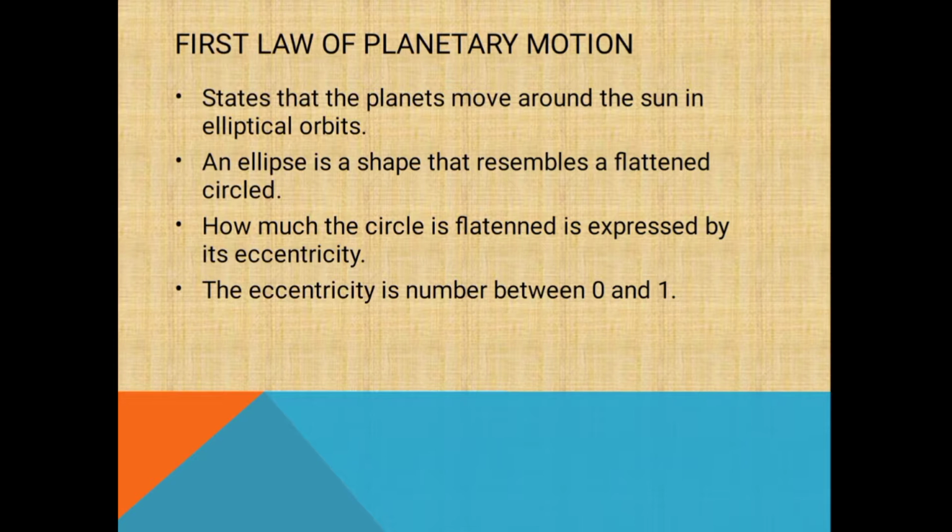So, the first law of planetary motion states that the planets move around the Sun in elliptical orbits. An ellipse is a shape that resembles a flattened circle. How much the circle is flattened is expressed by its eccentricity. The eccentricity is a number between 0 and 1.